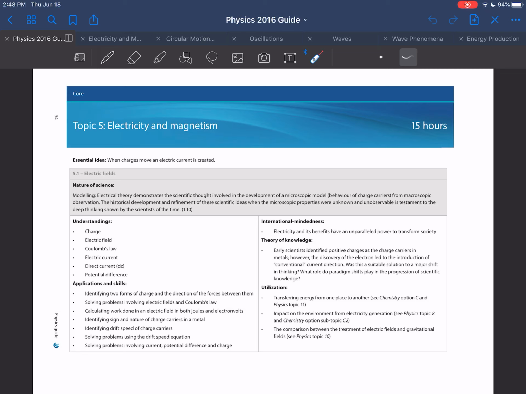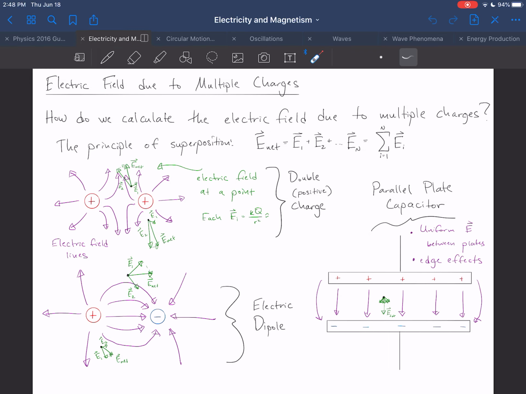Hello everyone. In this video we will continue to examine topic 5.1 electric fields, and in particular to examine the electric field due to some common charge distributions. Okay, so I mentioned briefly in the last video that the way we find the electric field at any particular point around multiple charges is by using this principle of superposition. In the slides to follow, there are several examples of that being done and being calculated.